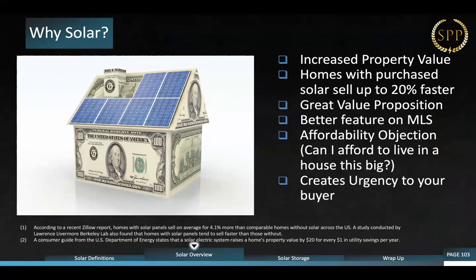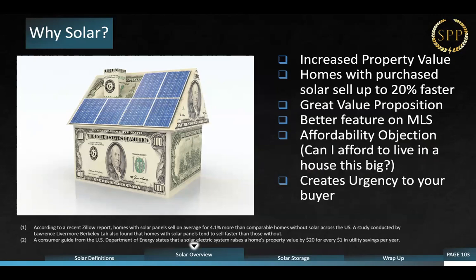Why do homeowners go solar if they're planning on selling their house? Great question. I can answer that for you. So it does increase the property values. We just saw that one was going to increase it by $1,000 more than what they spent on the total system cost. Homes with purchased solar sell up to 20% faster. It's a great value proposition.